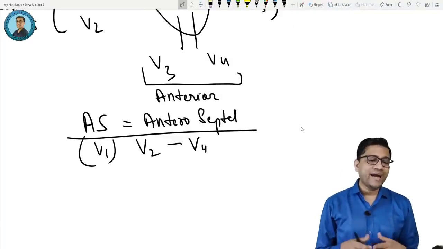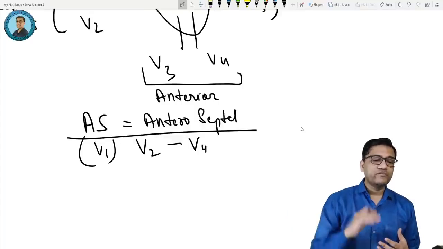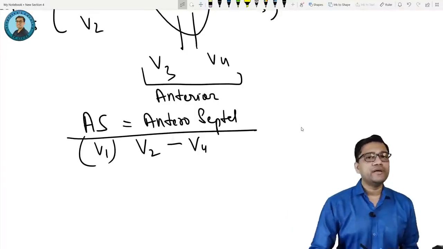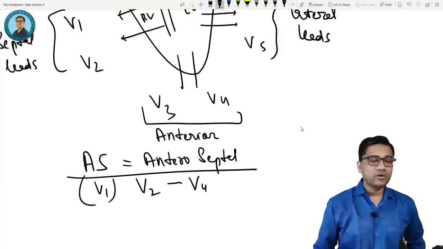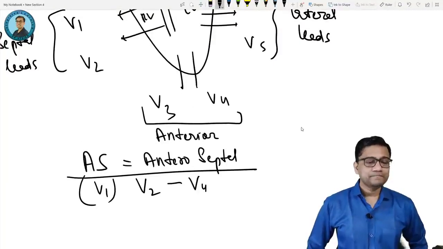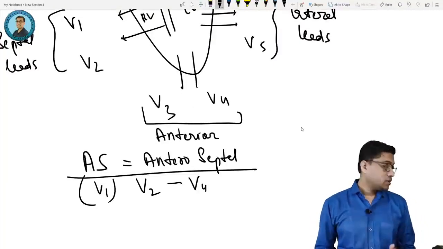And if you take the anterolateral, then you have to include what? You have to include V5, V6 also. Are you clear? And this would then become anterolateral. Are you clear now? Okay. Done. Now, what about the problem?